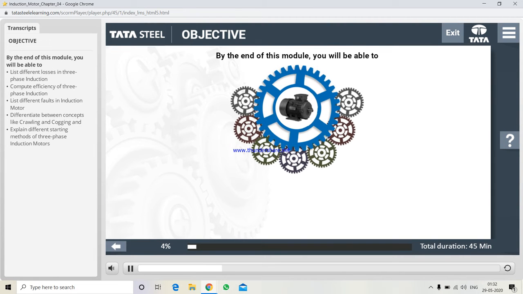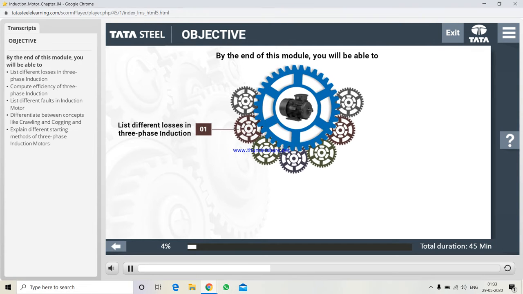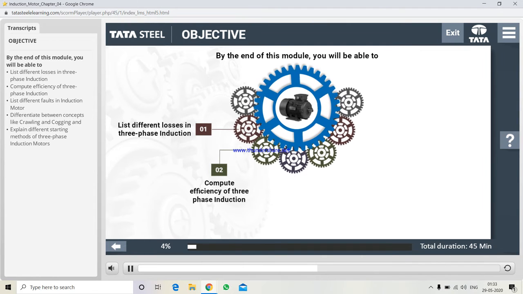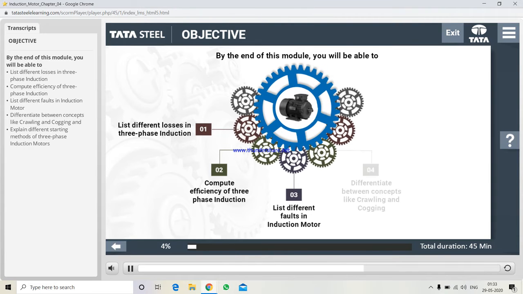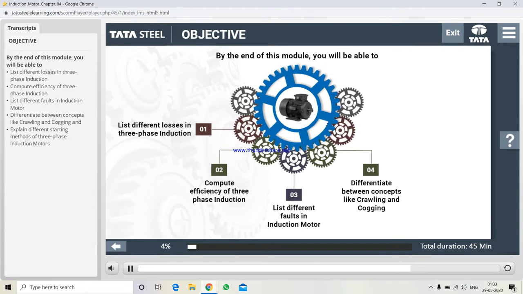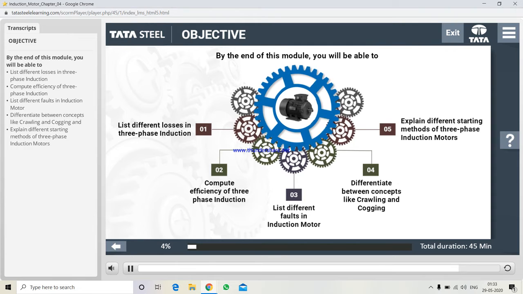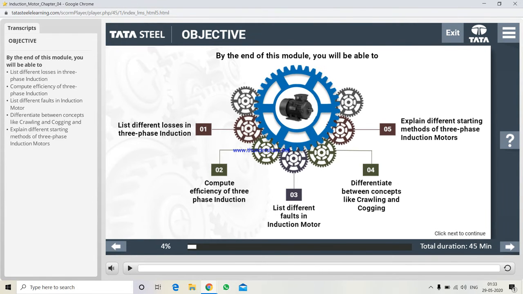By the end of this module, you will be able to list different losses in three-phase induction motors, compute efficiency of three-phase induction motors, list different faults in induction motors, differentiate between concepts like crawling and cogging, and explain different starting methods of three-phase induction motors. Click Next to continue.